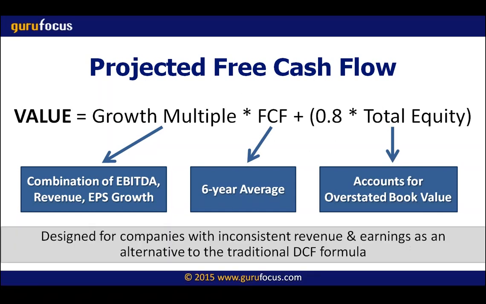If you do the discount cash flow on a company that has 10 million one year, 100 million the next, and 20 million, then a $5 million loss, they're all over the map. What this does is average out the free cash flow and put together a growth multiple that's a combination of earnings, revenue, and EBITDA. It tries to get a rough estimate that's a little more accurate than starting with either a really high year or a really low year.